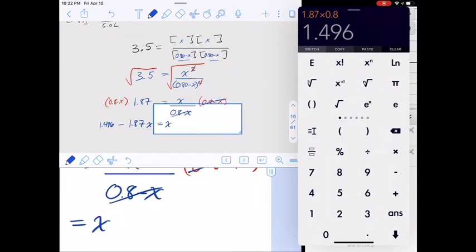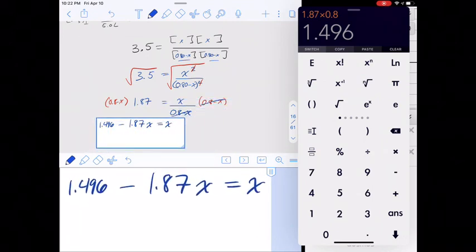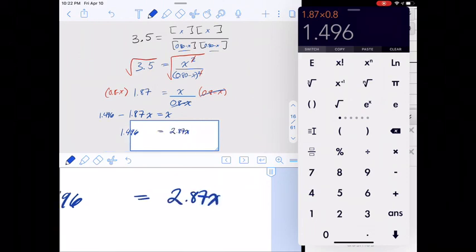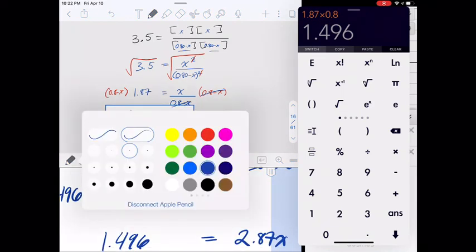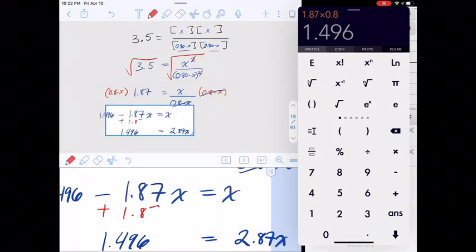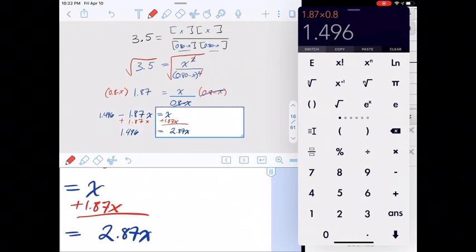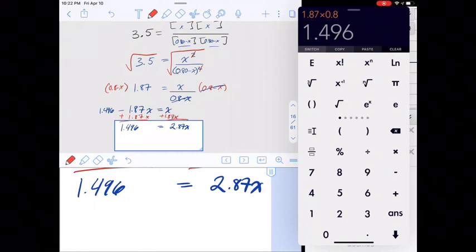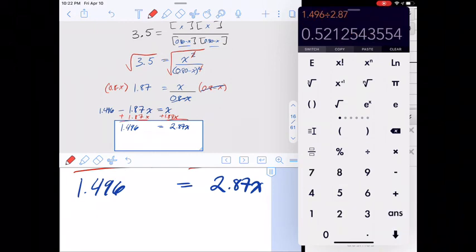These ones were canceled away. And now that it's equal to x, I can put some things to the other side. I can make this 1.496 and make it equal to 2.87x. So I've moved this like that. So I got my values. And now that I have this value, I can take that 1.496 and divide that by the 2.87, and there's my 0.52.